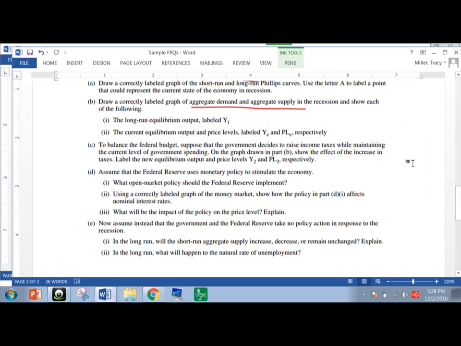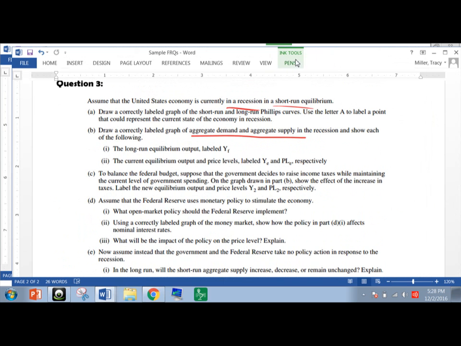So what is next here? It says to balance the federal budget, the federal government decides to raise income taxes, which is a contractionary tool, while maintaining the current level of spending. So if you think about that, I don't know if the budget is balanced in this economy, but clearly, even if it was, we'd be moving towards deficit. If we had a surplus, maybe we wouldn't actually hit a deficit, but we're certainly moving in that direction.